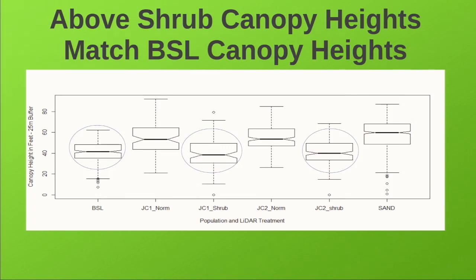And if you look at the Boiling Spring Lakes canopy height for those cavity tree heights, and then you look at the above-the-shrub areas, you'll find that they match up almost exactly. So as far as canopy height goes, you've got the canopy height above the shrub line for them to work. The Sand Hills is a little higher canopy height.